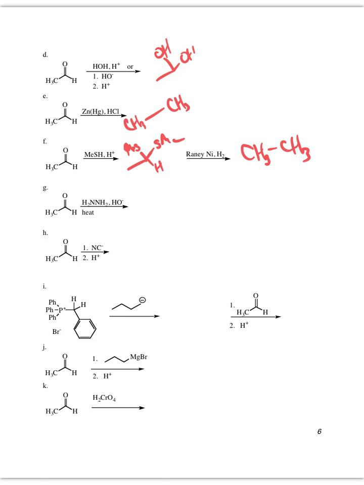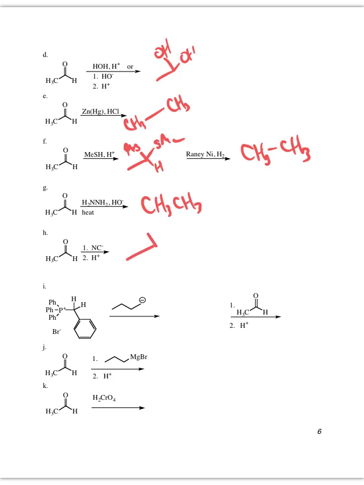The first one, zinc, mercury, and HCl, is a strong acid. Raney nickel and hydrogen gas is a neutral way to do it, and then the next one, the hydrazine and hydroxide, is a very basic way to do the reduction to give us the alkane. So those are our three ways to form an alkane in this section, depending on whether we need an acid catalyzed, base catalyzed, or a neutral way to do it.